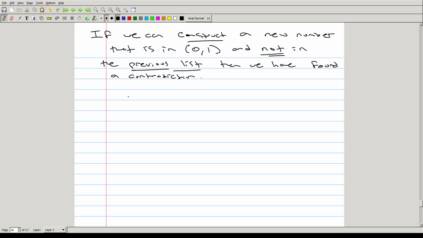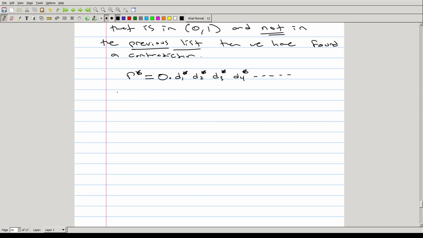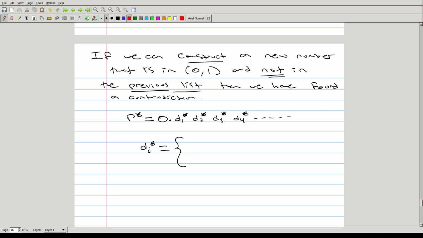So we'll call this new number R star. We just say that R star has a decimal expansion of 0.D1 star, D2 star, D3 star, D4 star, and so on and so forth, where Di star is equal to 4 if the element D(i+1) is not equal to 4, and is equal to 5 if the element D(i+1) is equal to 4.